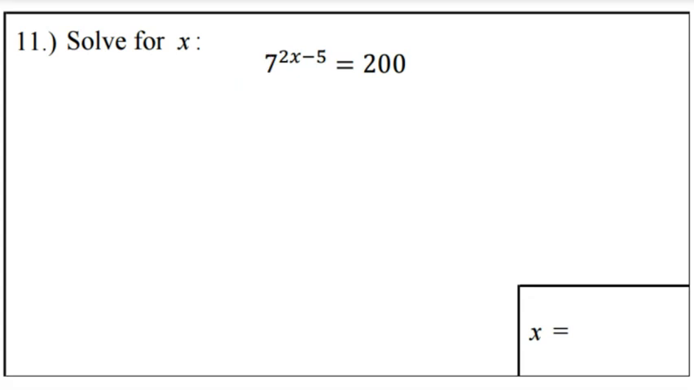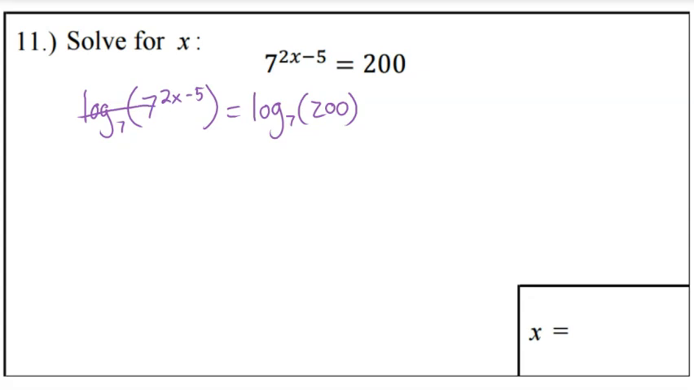We want to cancel this base of 7, so we're going to do log base 7 of both sides. So do log base 7 of 7 to the power of 2x minus 5 is equal to log base 7 of 200. Okay. On the left side, we're going to cancel the log base 7 and the base of 7, and we're just going to bring down the 2x minus 5. So we have 2x minus 5 is equal to log base 7 of 200.